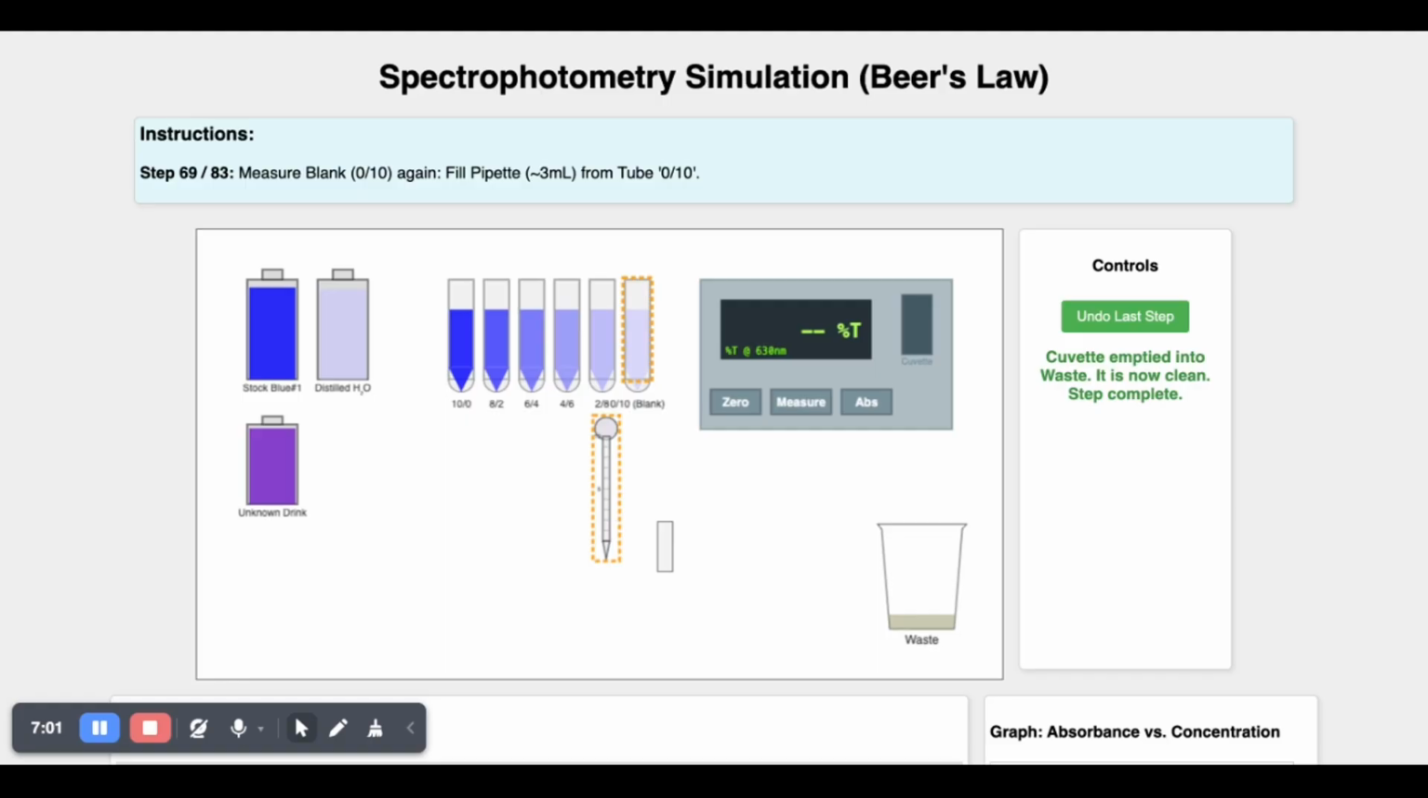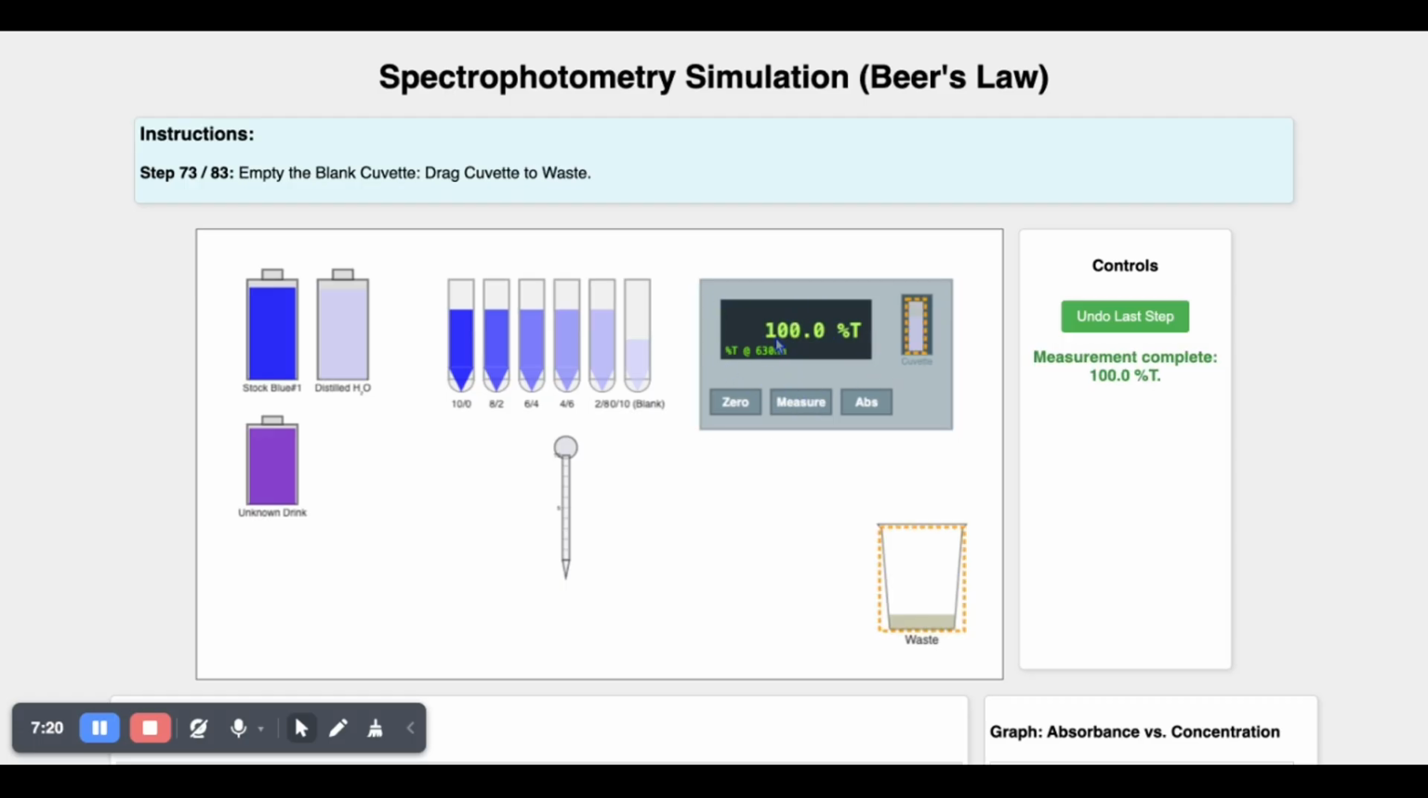Now I'll be measuring the blank again, filling the pipette with 3 milliliters from this tube. I'll be dispersing the blank solution into the cuvette, and now I'll be clicking measure, and our spectrophotometer should be showing 100%, confirming that our 0 point is still correct. Now I'll be emptying the blank cuvette into the waste.